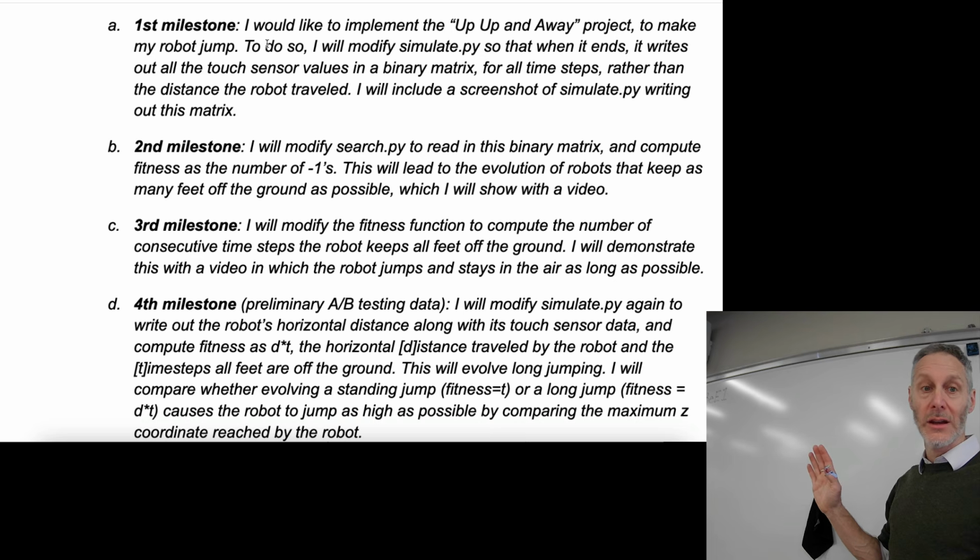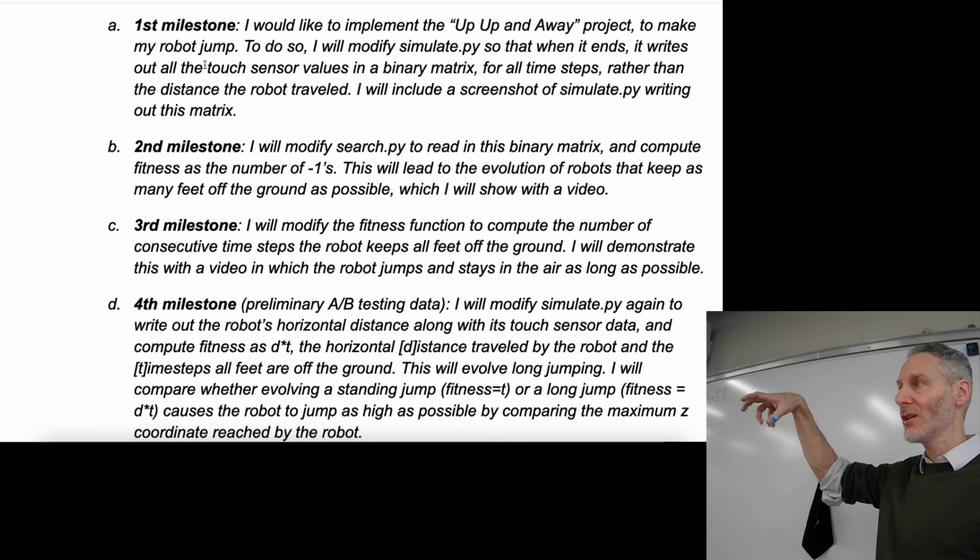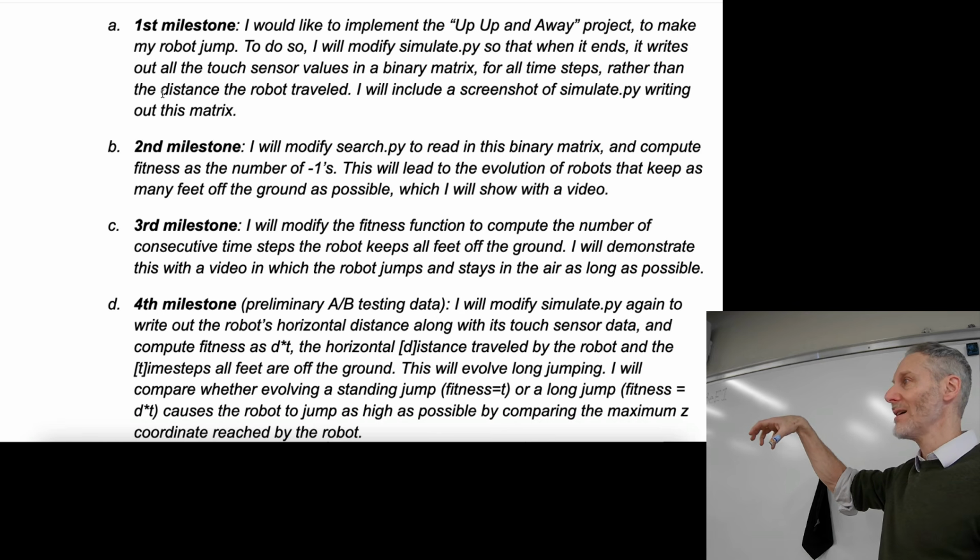I would like, and talking to the TA and myself, I would like to implement the Up, Up, and Away project to make my robot jump. To do so, I'm going to modify simulate.py so that when the simulation ends, it writes out all the touch sensor values in the binary matrix for all time steps rather than the distance that the robot traveled.